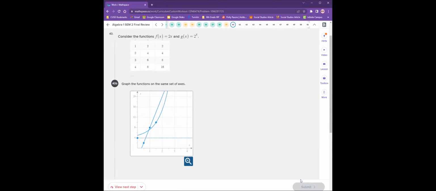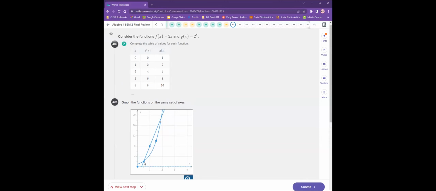Okay, so they want you to graph them now. You have to snap the line to the points, and same with the growth function. Both start at 0, well, this one actually starts at 1. Wait, this is the linear one, so that is not right. It's 0, 0, and then 1, 2. I'm going to move that one there. For the linear one, it should be 1, 2.